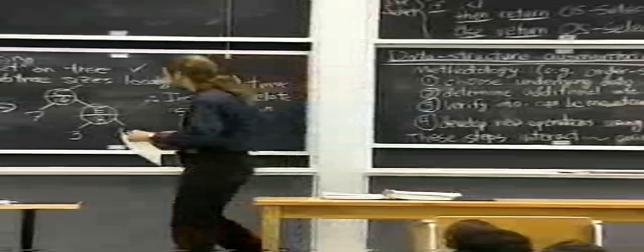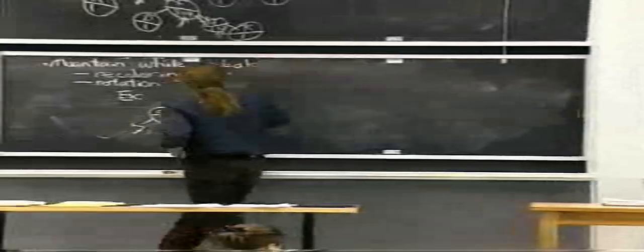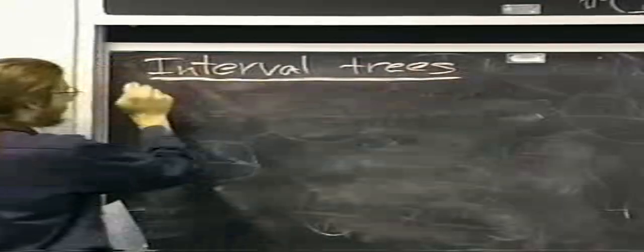So we're about halfway through the lecture, and the rest of the lecture will be about another example of this methodology. We're going to use these ideas to build a new data structure called interval trees. This is going to be fairly different from what we've seen before.